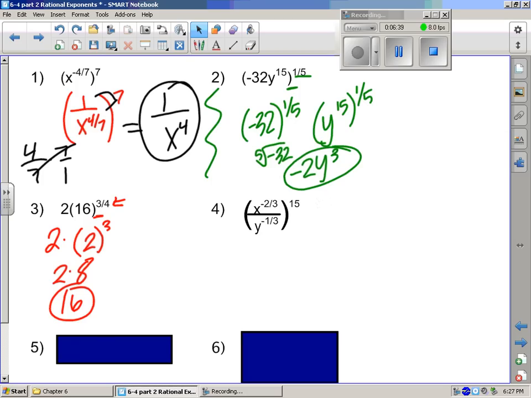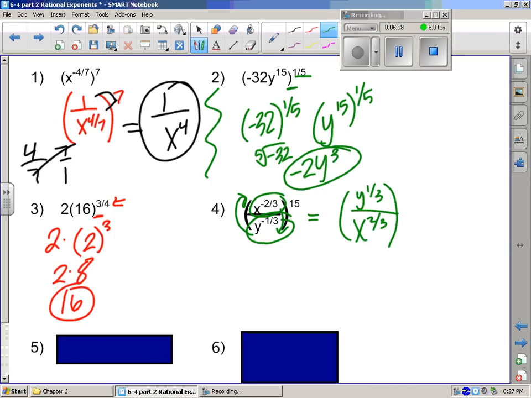Okay, here we go. Oh, we got negative exponents. And I don't like them. Me neither. So I like to get rid of those first. So this is a negative exponent, that's going to move up. This is a negative exponent, that's going to move down. We're going to leave the 15 for a little bit. So y to the 1/3 goes in the top, and it's positive now. x to the 2/3 goes in the bottom. That's all to the 15th power.